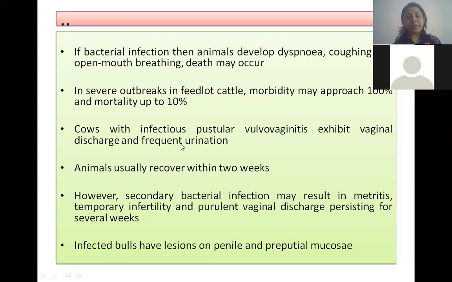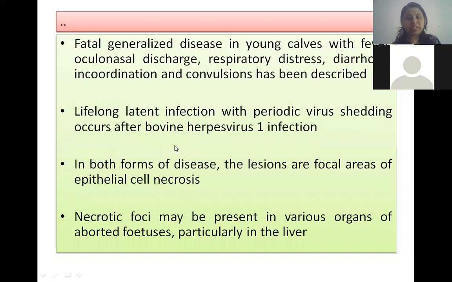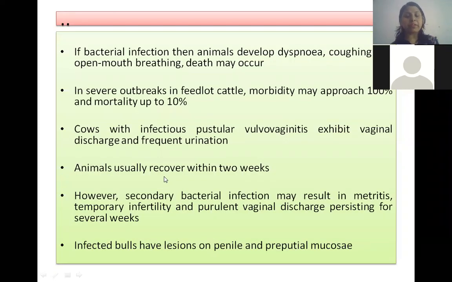The cows having infectious pustular vulvovaginitis show vaginal discharge and the symptom of frequent urination. Animals generally having genital infection recover within 2 weeks. But if secondary bacterial infection occurs, then the condition becomes complicated, and it may lead to temporary infertility, and vaginal discharge persists for several weeks. Infected bulls have lesions on the penis and preputial mucosa.